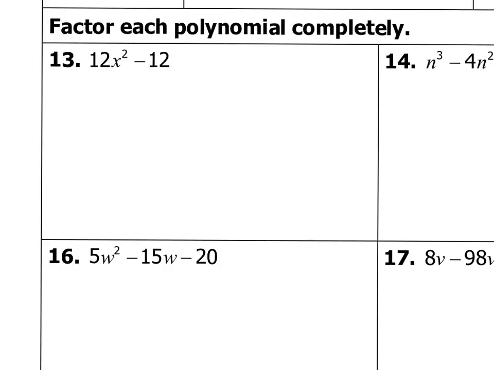Let's do some mixed problems. This is a binomial, so we won't be factoring out a trinomial here. Can we do difference of squares here? No, because even though it is a difference, you can't take the square root of 12. That wouldn't give you a whole number. But it looks like we can factor out a greatest common factor. We could factor out a 12 from each of these. If we take out a 12, all we're left with is x squared minus 1.